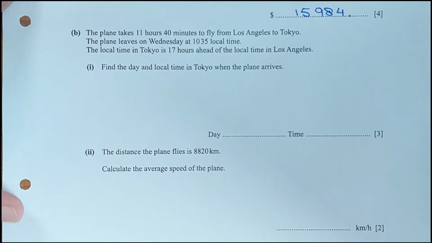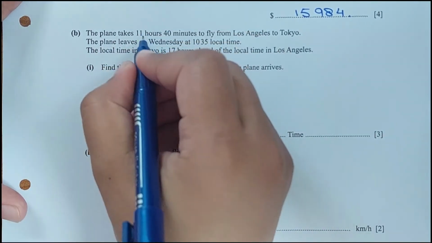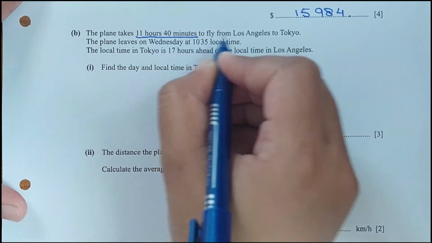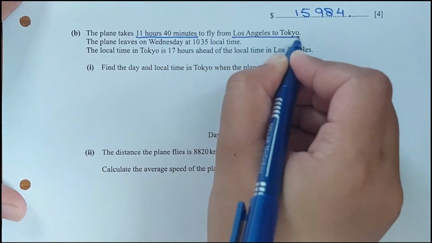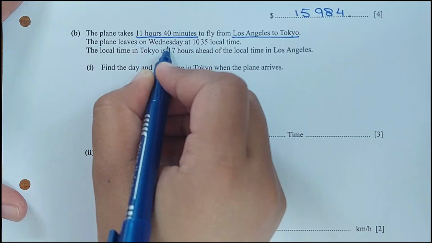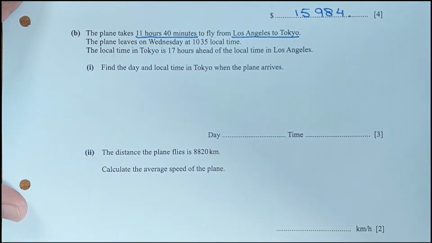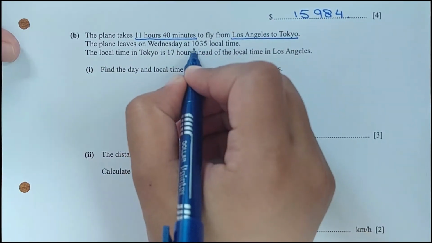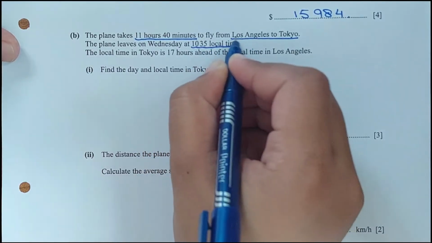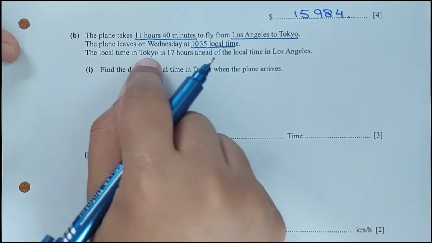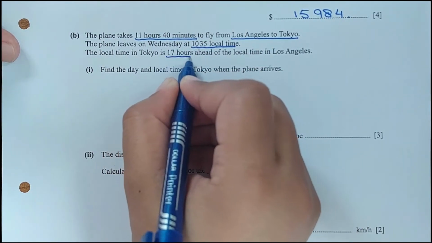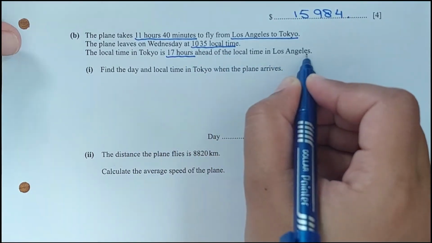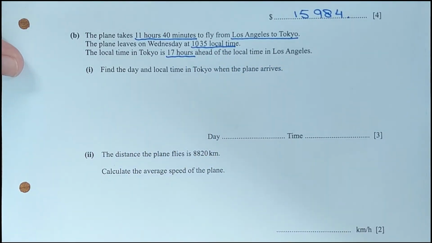Now for part B, the plane takes 11 hours 40 minutes to fly from Los Angeles to Tokyo. The plane leaves on Wednesday at 10:35 local time in Los Angeles, right? The local time in Tokyo is 17 hours ahead of the local time in Los Angeles, right? Number one, find the day and the local time in Tokyo when the plane arrives.